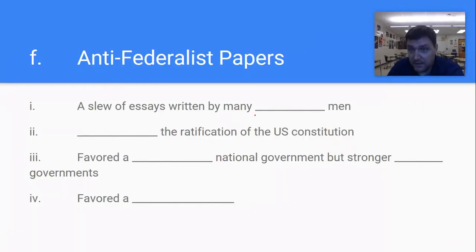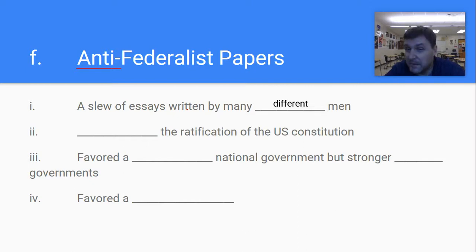So we've never agreed on anything in U.S. history, ever. So obviously there's an argument even about the Constitution. The people who opposed the Constitution were called anti-federalists. Federalists supported, anti-federalists opposed. These were essays written by a lot of different people. It wasn't just 3 like the Federalist Papers were. It wasn't very organized. It was just a whole bunch of people who didn't like the Constitution.